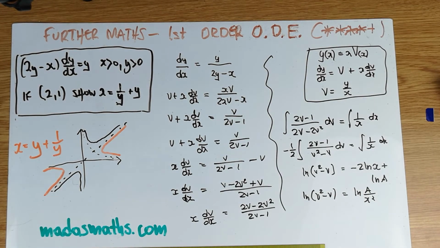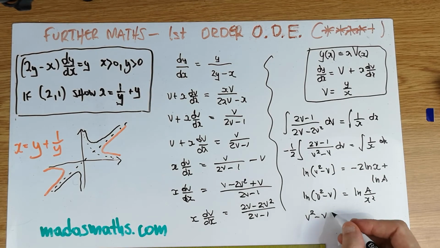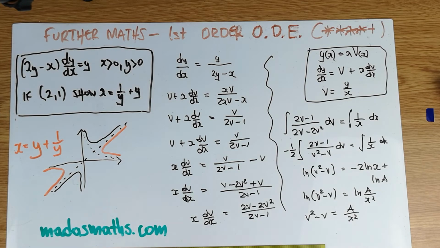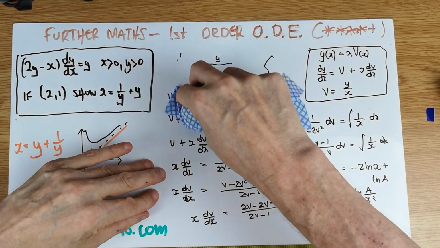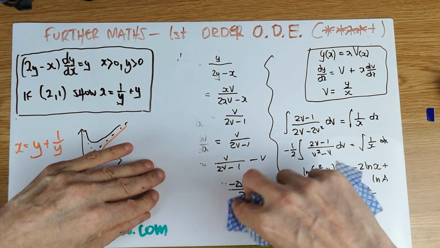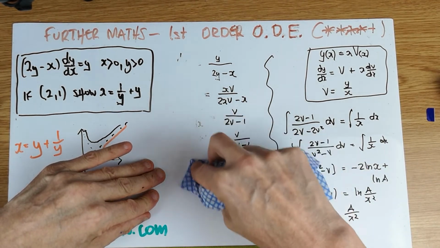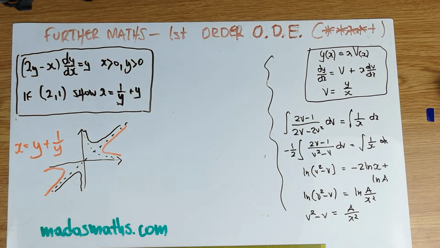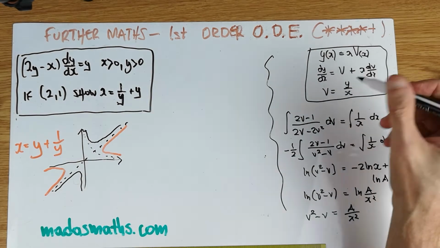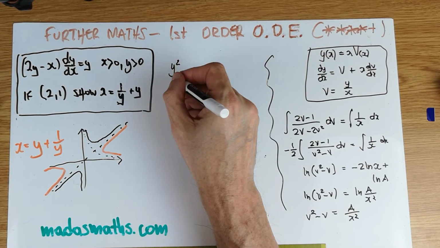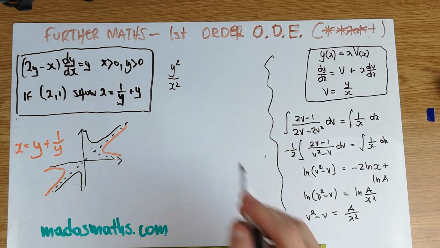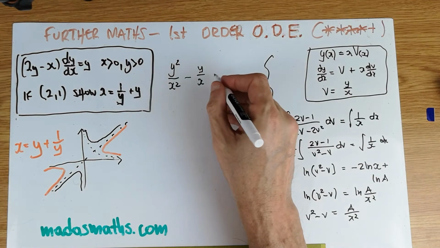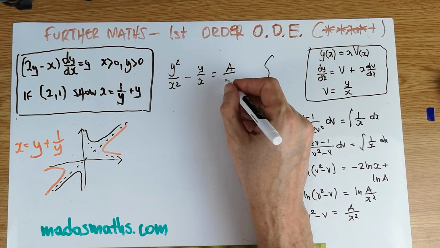And I think we're almost there because now we have v squared minus v. We can get rid of the logs. We still have boundary conditions to put in. So let's make some space, first of all. And then we'll put, first of all, we need to put x's and y's back in. And then we'll put the boundary conditions. And we should get exactly the same answer we got before. So v squared now gives us y squared over x squared, that's this bit here, minus the v, which is y over x, is equal to a over x squared.